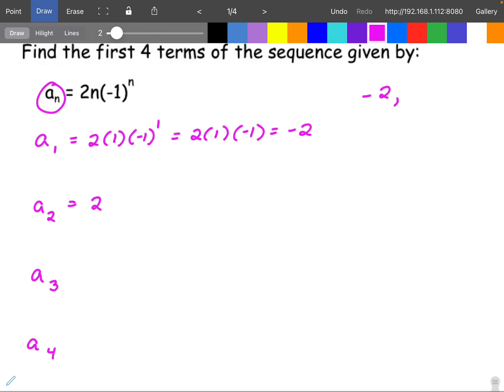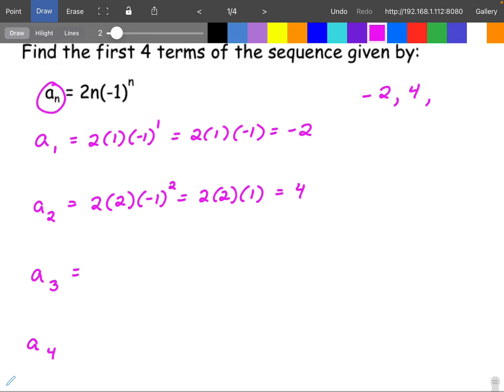For our second term, we know that n is 2. So our formula is 2 times n, which now is 2, times negative 1 to the n power, which again is 2. And now we simplify. We're going to leave the 2 times 2 for now, but then we have negative 1 to the second power. Well, negative 1 squared is simply positive 1, and so then we multiply that all together, and we get 4. So 4 is our second term.